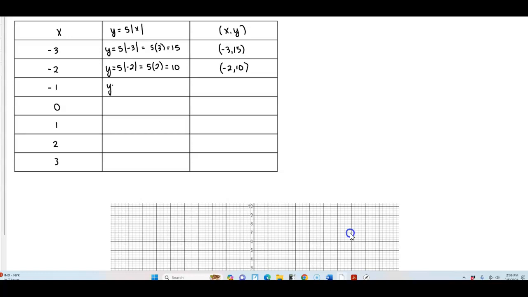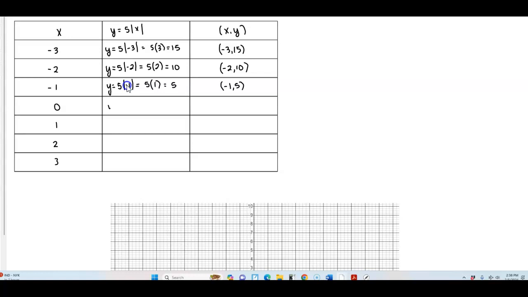The next value, we have y, which is equal to 5 times the absolute value of -1. And the distance from -1 to 0 is 1, so we have 5 times 1, which is going to equal 5, and therefore this ordered pair is going to be -1, 5.